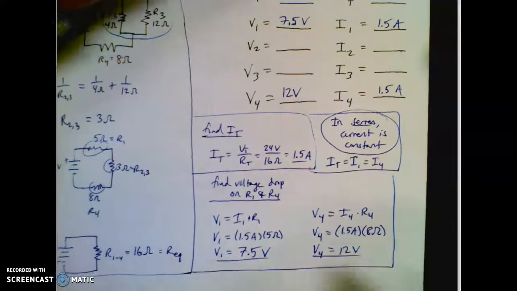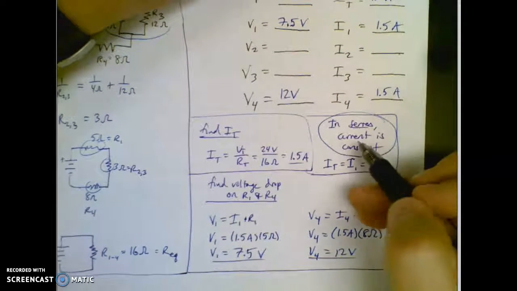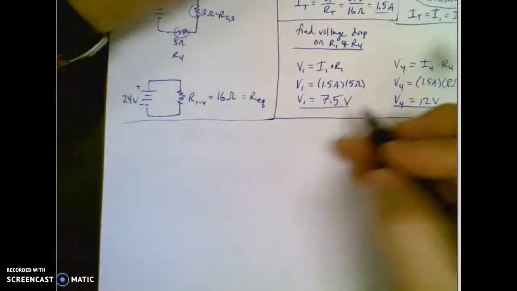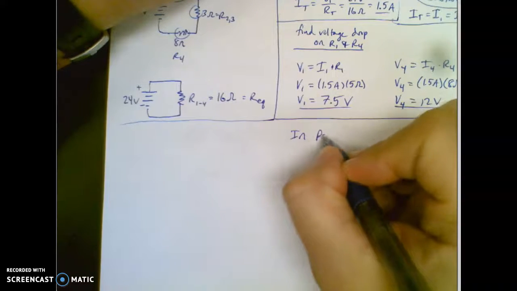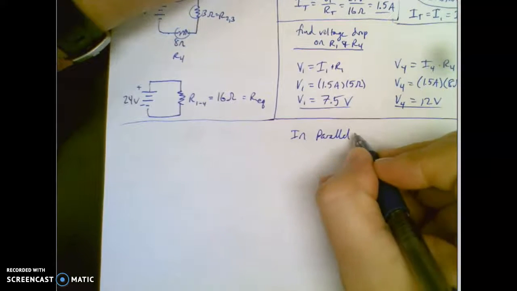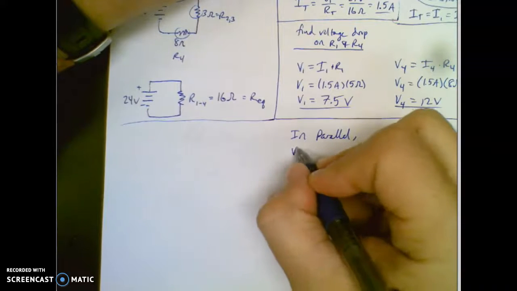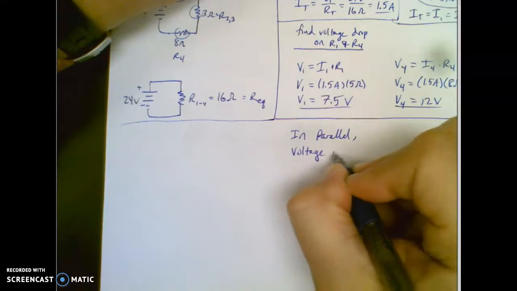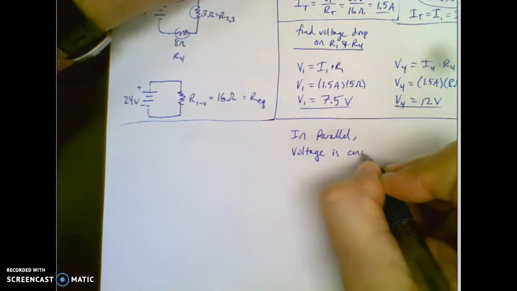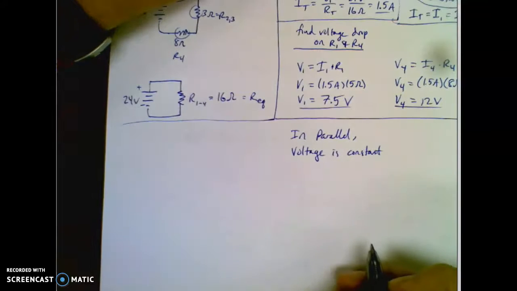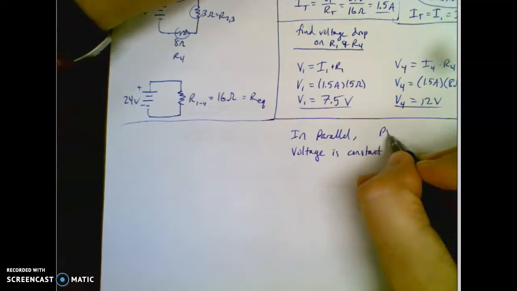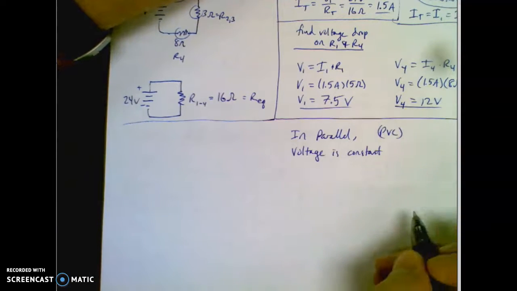Because, what haven't I used yet? In series, current is constant. In parallel, what is constant? Voltage is constant. Well, how does that help me? Remember PVC? Parallel voltage is constant?